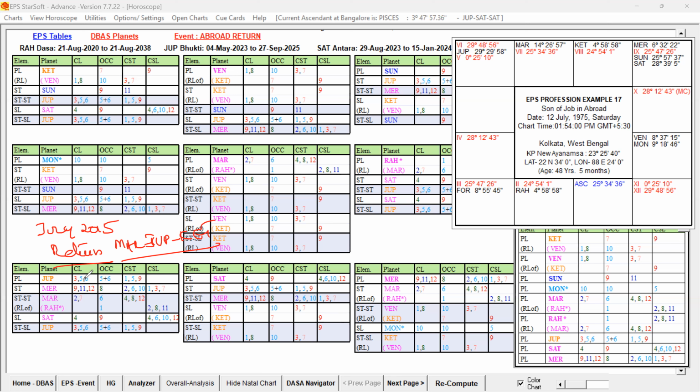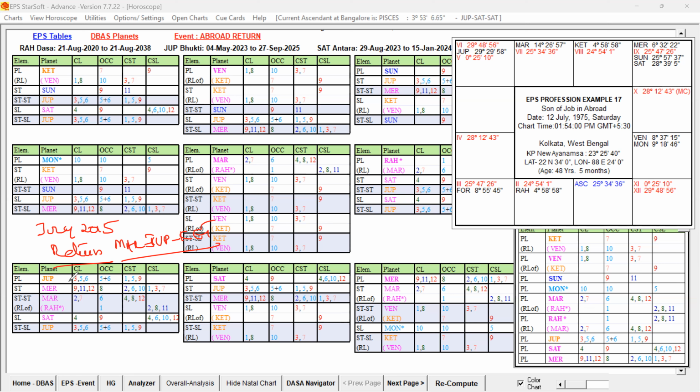If you take the Jupiter signification, forget about the colors, only look at the grouping. 3, 5, 6, and 5 and 6. Star level is 9, 11, 12, and 8. And sub level is 4 and 9. So you can see this planet is supportive for travel abroad, or also it is supportive for coming back to the homeland.